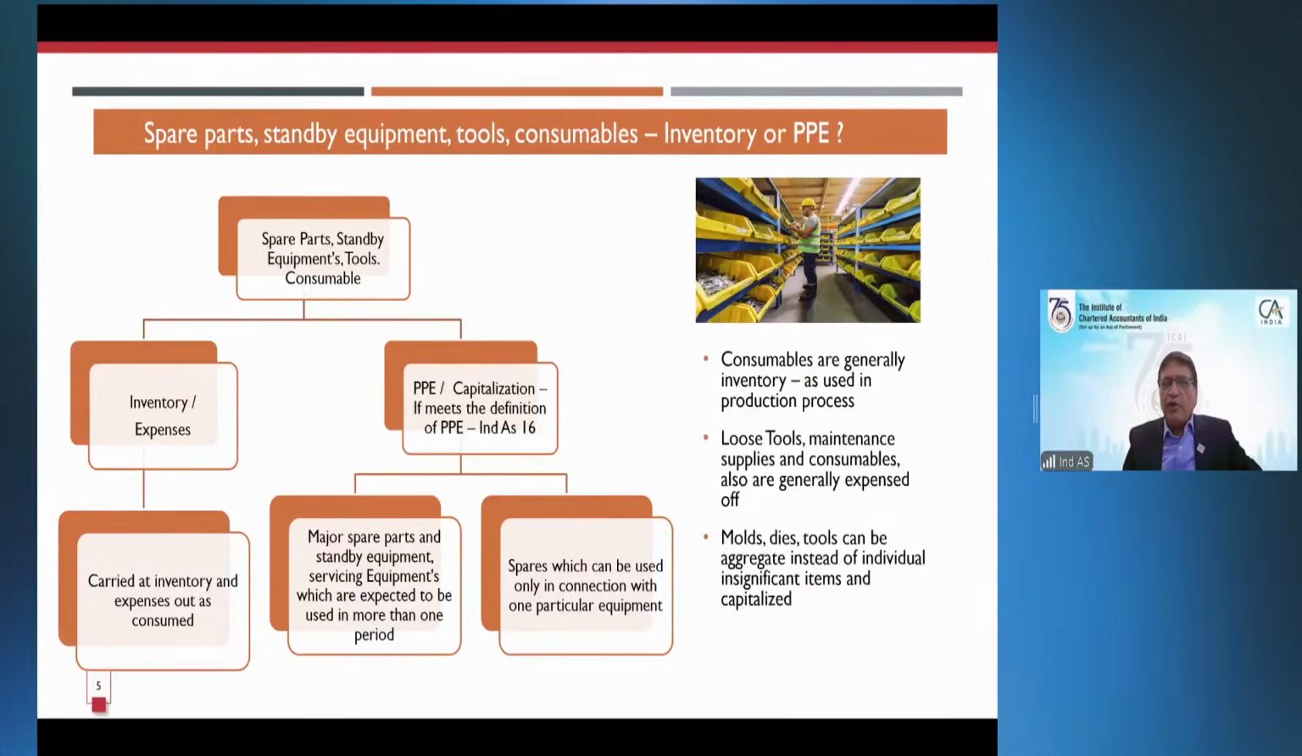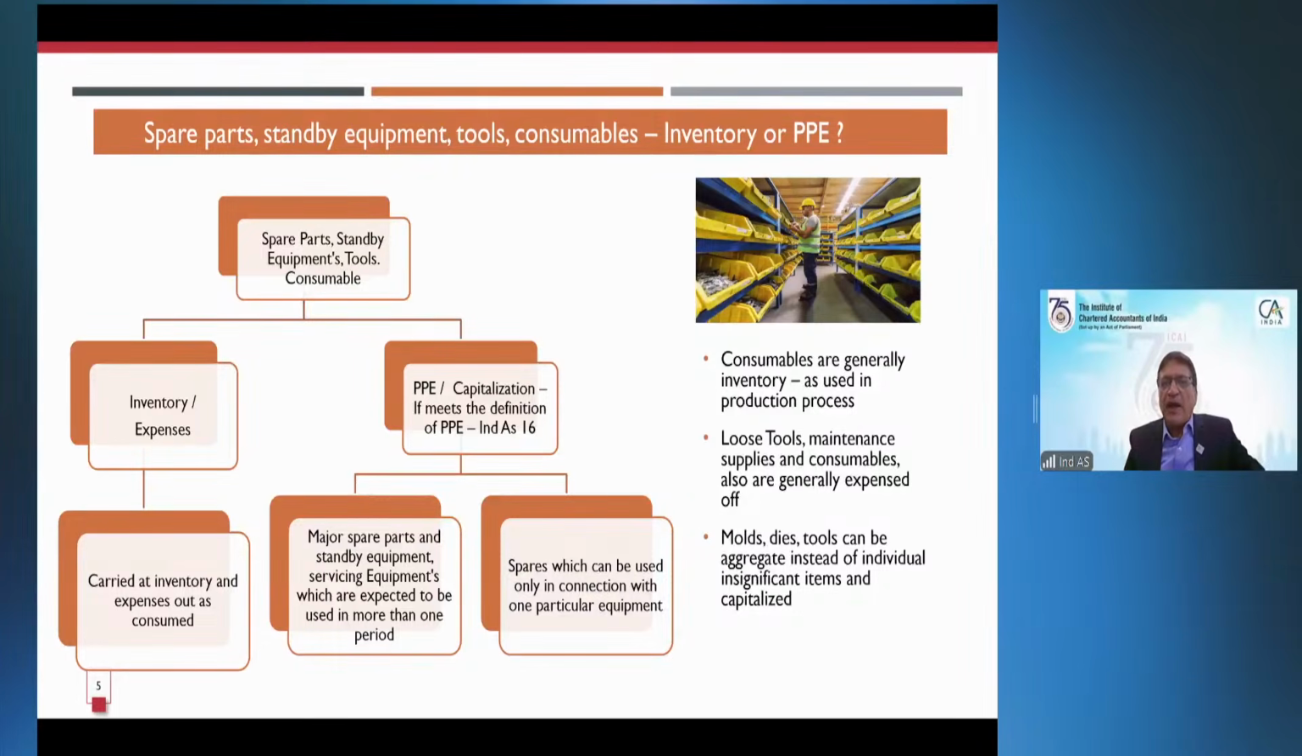Another question comes of standby equipment. Say suppose you have one particular machine to service a particular industry. Now, a standby machine is kept in case there is an emergency, so it can be used. Say, for example, two engines in an aircraft. The second engine is also a part of PPE.